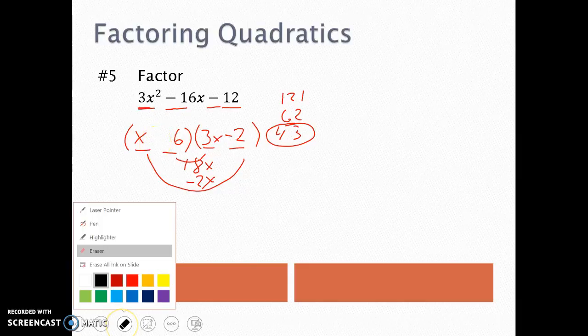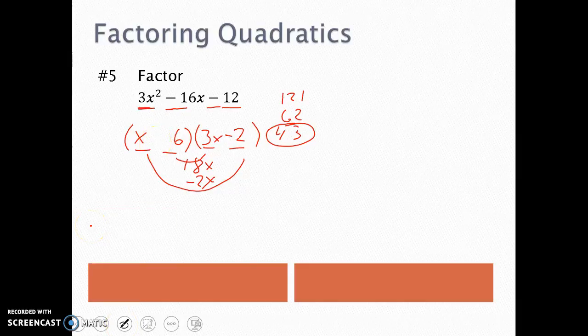I'm going to make this one a negative and this one a positive. Then I'll have a negative 18x and a positive 2x, which does finally give me the negative 16x. So sometimes it requires a little bit of work in order to get the combinations that give you the correct answer. But I do have x minus 6 and 3x plus 2. I would like for you to try this one.